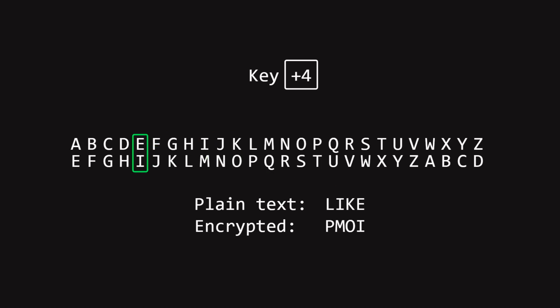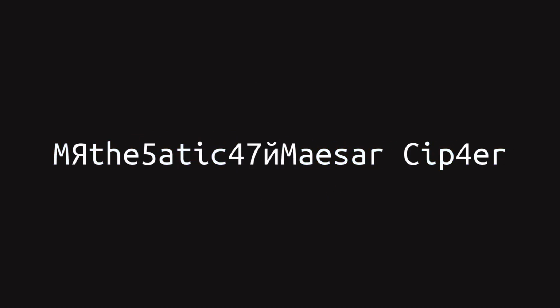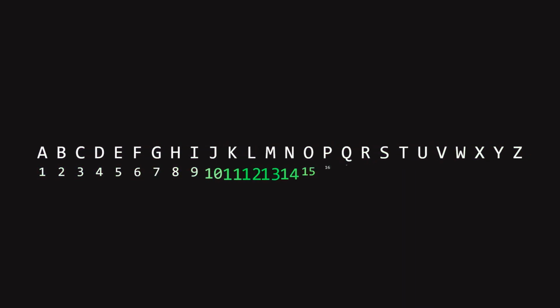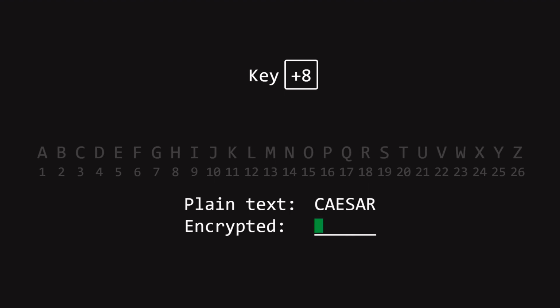We can also calculate the encryption in a more mathematical and probably easier way. We have our alphabet again, but this time we have the position of the alphabet for each letter. For example, A is the first letter in the alphabet, B is the second letter, and so on. So, imagine that you want to encrypt the word Caesar with key 8. Then, all we need to do is simply start letter by letter, getting the position in the alphabet, adding the key, and getting the encrypted letter again.